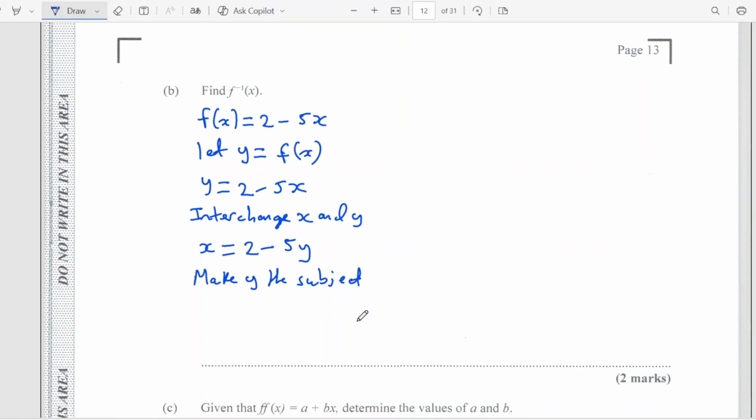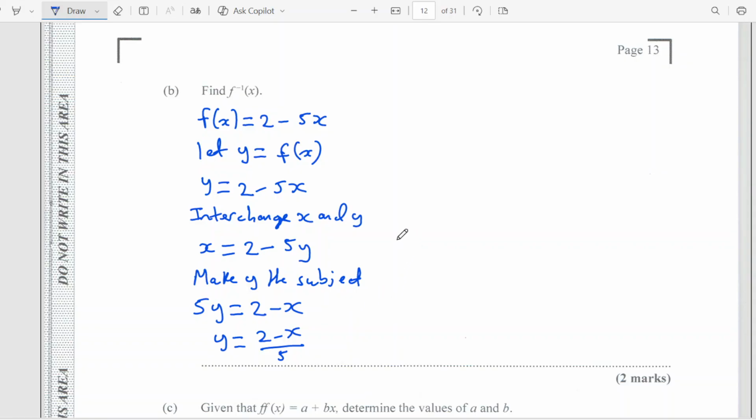Right, so it has two possible answers here. So I will do it in two ways. If I want to make y the subject, I could carry this negative 5y across to the left hand side. So that will become 5y equal, we have this 2 on the side, and this x comes across and becomes minus x. And then we have 5y is equal to 2 minus x, so y is equal to 2 minus x divided by 5. Right, that is one option.